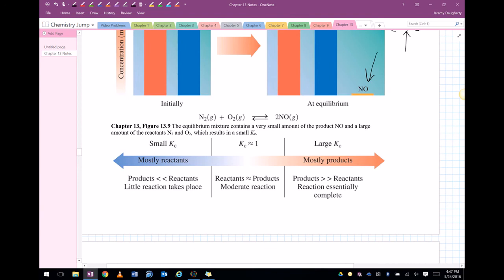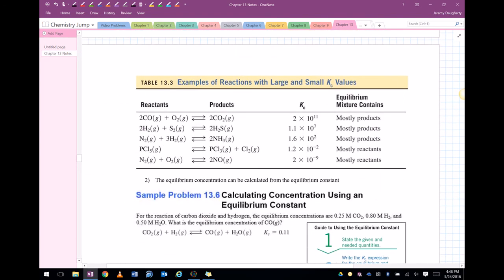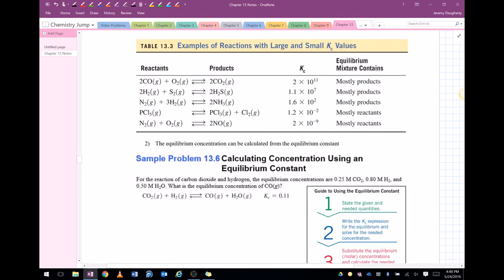So here, this sort of sums it up. A small Kc, and again, that's going to be a Kc that's less than 1. And over here, this is going to be a Kc that's greater than 1. Here are just some examples: larger than 1, larger than 1, larger than 1. So we have mostly products formed in the equilibrium. Then smaller than 1, and again, mostly reactants.